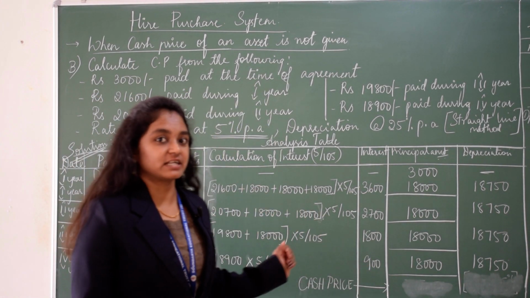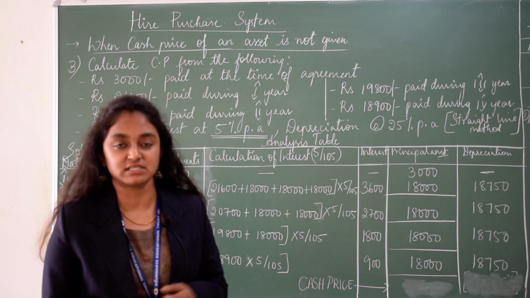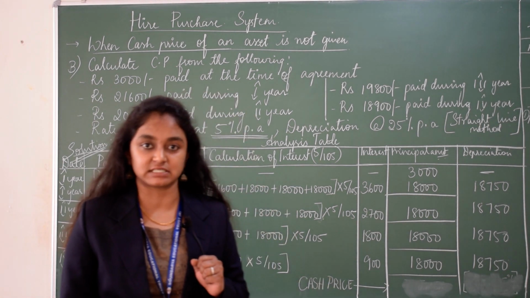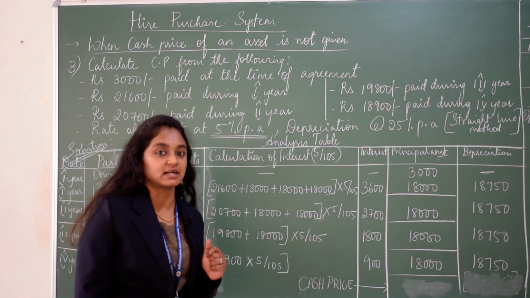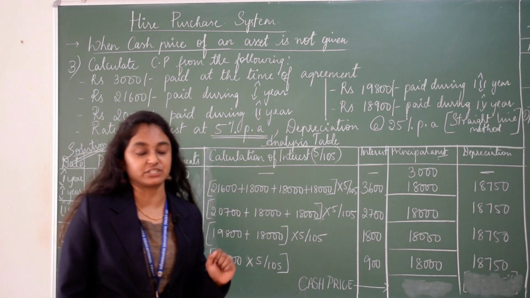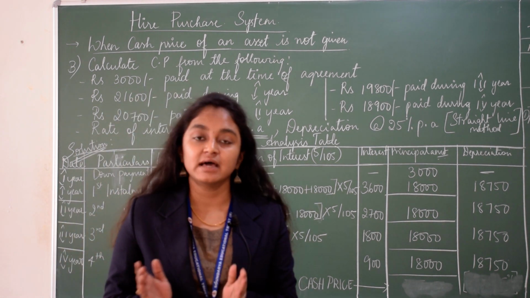So, as we have already discussed basic problems on hire purchase system in the previous sessions, in today's session let us see the next adjustment with hire purchase system, that is the most important adjustment, that is when the cash price is not given in the question, how do we calculate the cash price of an asset or a machinery.